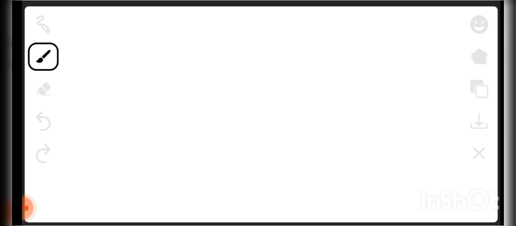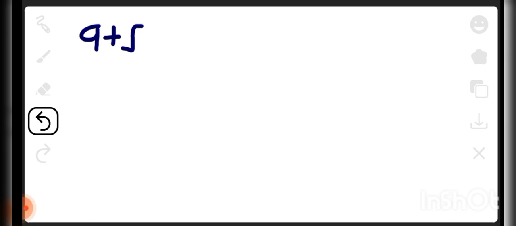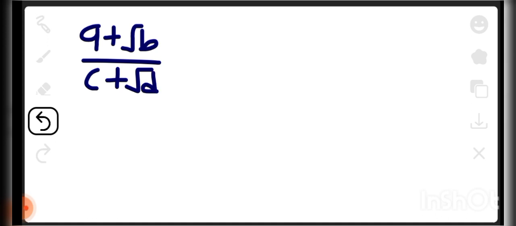Let's say something like this: a plus root b divided by c plus root d. That's what they are looking at here. If you want to divide a sod of this nature, you rationalize it. How do you rationalize a sod? You multiply the upper side, the numerator, and the downside, the denominator, by the conjugate of the denominator. Take note of that.